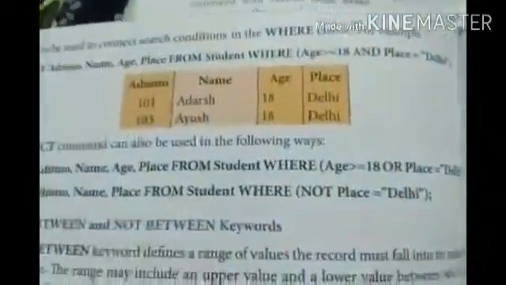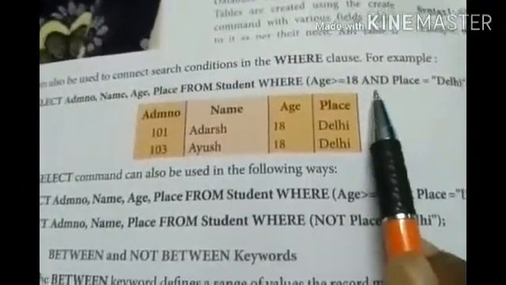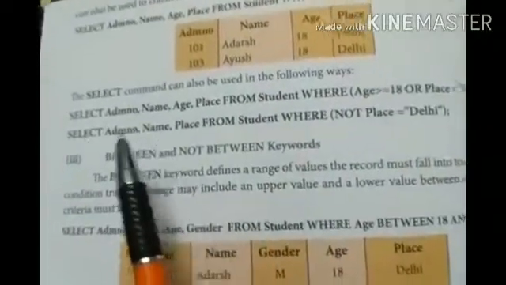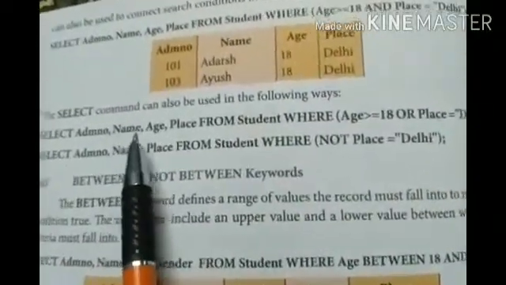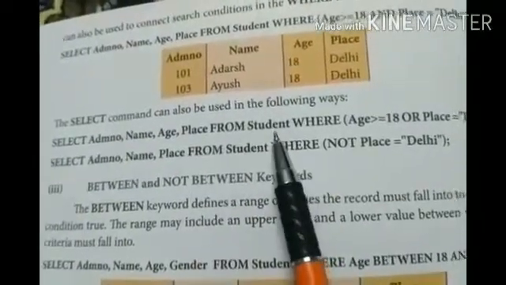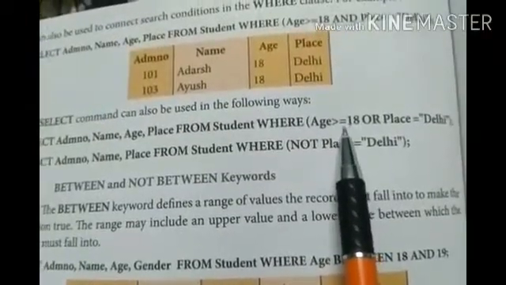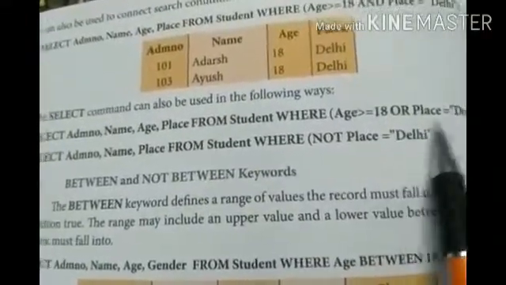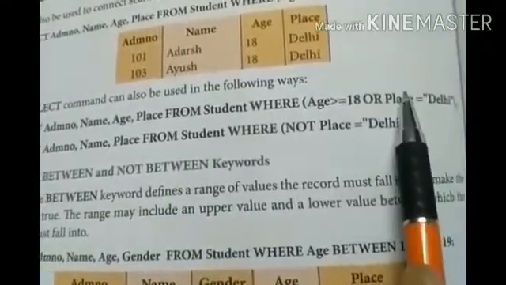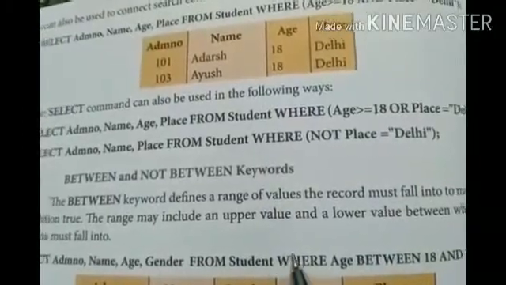While you are combining two conditions, we must use the logical operator AND. Here they have given a lot more examples: admission number, name, age, and place to be displayed from the table student, where age is greater than or equal to 18, or place is equal to Delhi. In this, if either one condition is satisfied, those records get selected and displayed on the screen.